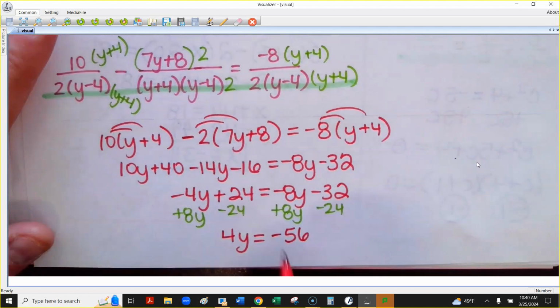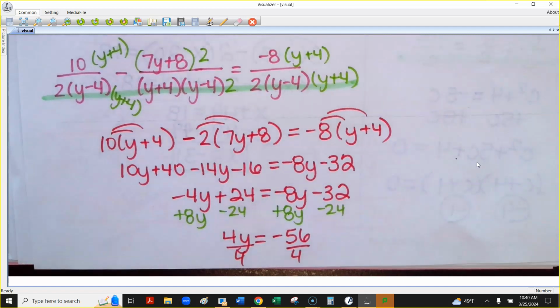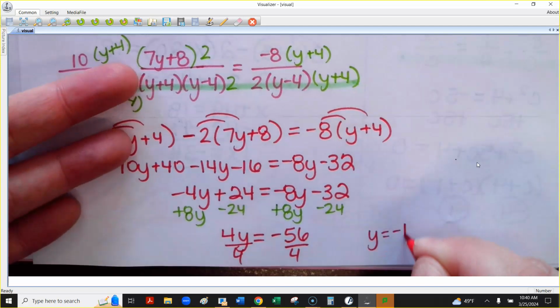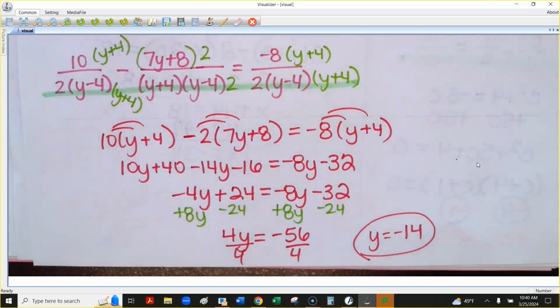And then I'm just going to divide by 4 real quick. And as long as my answer is not 4 or negative 4, we should be good to go. So negative 56 divided by 4, I got negative 14. That's not going to cause me a problem in any of the denominators. Once you get a common denominator, if you get something like this, it's really not bad to solve. It might be a couple of steps with the distributive property.